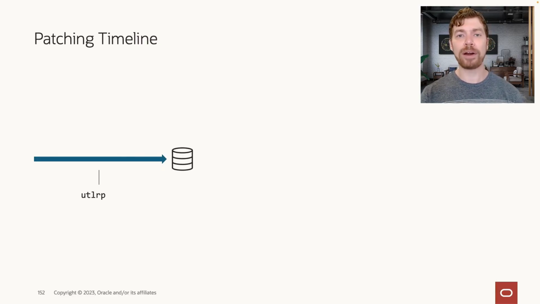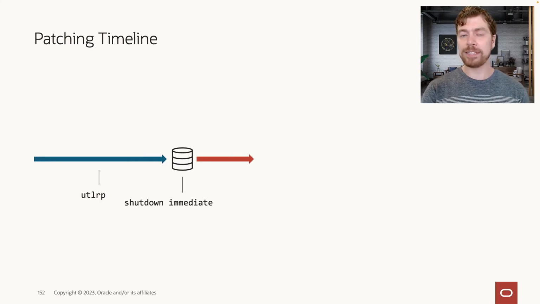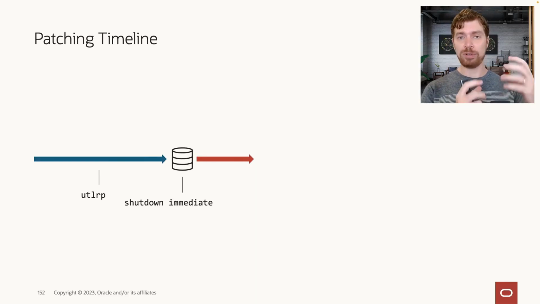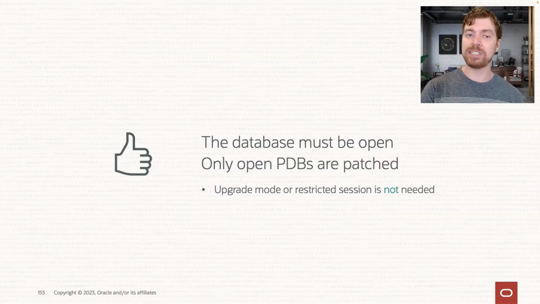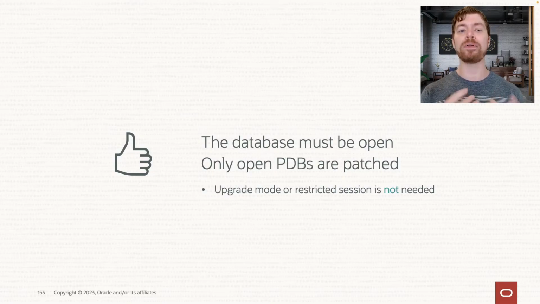Again, first you run utlrp. Then you shut down your database. Now, why do you shut down the database? Because you're going to be moving this database to the new Oracle home where you have the patches applied. So you stop the database, you start it back in this new Oracle home. And don't forget the database must be opened, and also all the PDBs that you want to patch need to be opened. So ideally, open all the PDBs of this database.